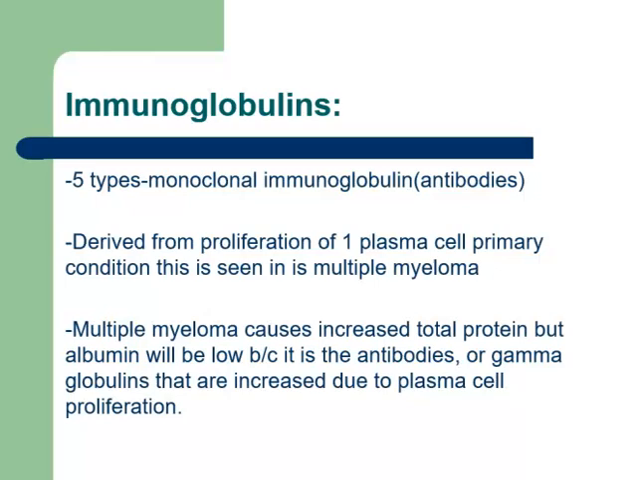Remember, our plasma cells are derived from our B cells, and B cells make antibodies. So let's talk about multiple myeloma a little bit more. Multiple myeloma is where your plasma cells are cancerous. Multiple myeloma causes an increase in total protein, but your albumin will actually be low because it is the antibodies or gamma globulins that are increased due to cell proliferation or rapid increase.